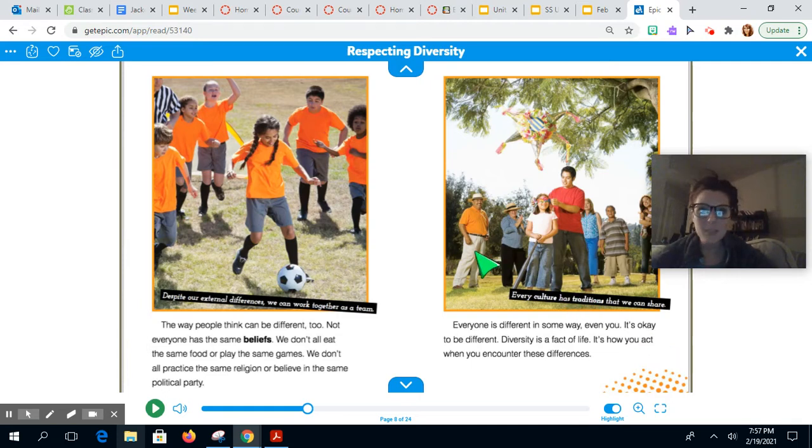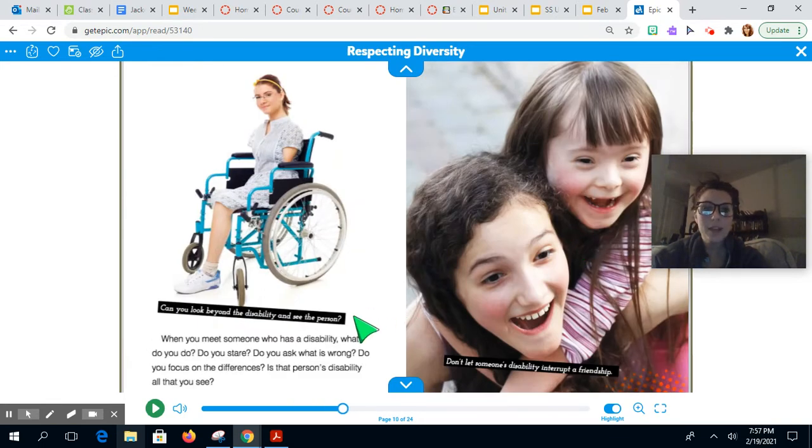The captions say, despite our external differences, external being what's on the outside, we can work together as a team. This caption says, every culture has traditions that we can share. And this caption says, can you look beyond the disability and see the person? When you meet someone who has a disability, what do you do? Do you stare? Do you ask what is wrong? Do you focus on the differences? Is that person's disability all that you see? Don't let someone's disability interrupt a friendship.